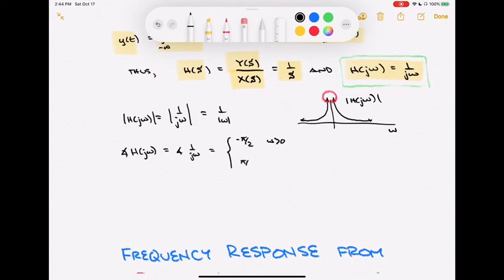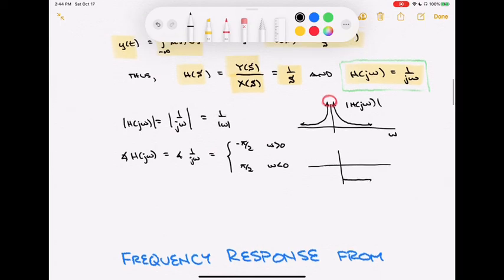That is pi by 2 in angle, for omega less than 0. If I plot this guy in here, we're going to have minus pi by 2 for omega being positive. We're all doing this for the angle of H(j omega). And we know that we get pi by 2 for negative frequencies.